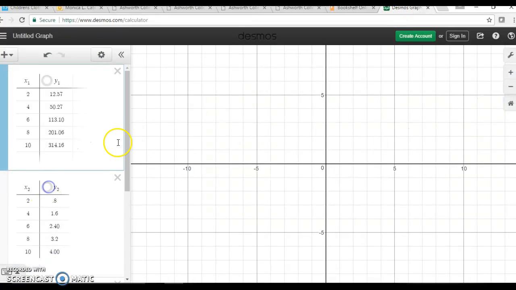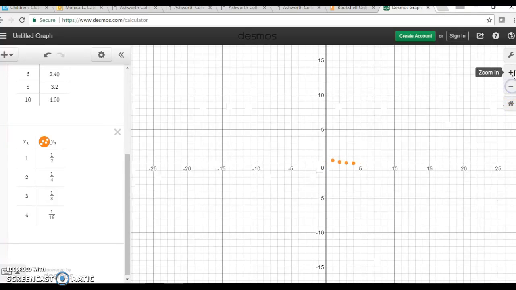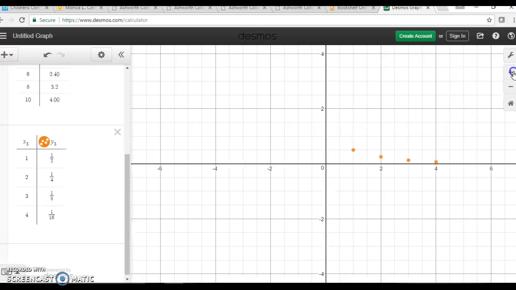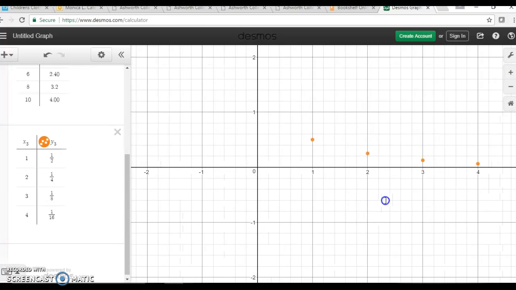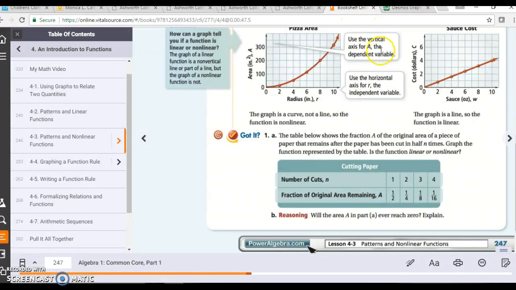I'm going to turn this one off. I've already plugged it in here, and I'm going to just turn it on. And I'll look at it. Does that look linear to you? Look like it's going in a line? Let's zoom in a little bit more. If I zoom in, move over, it doesn't look like it's going in a line. So I'm going to say it is nonlinear.